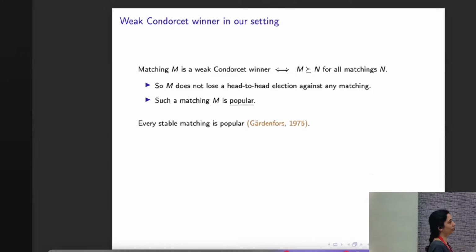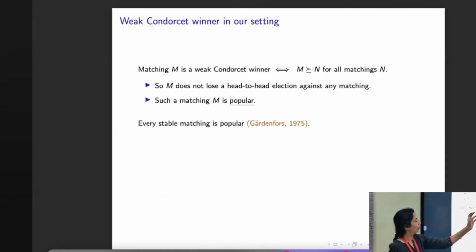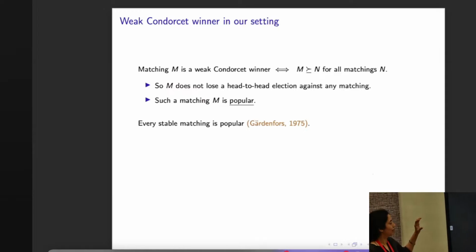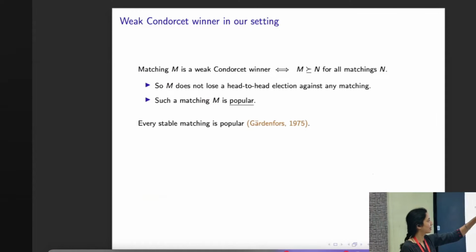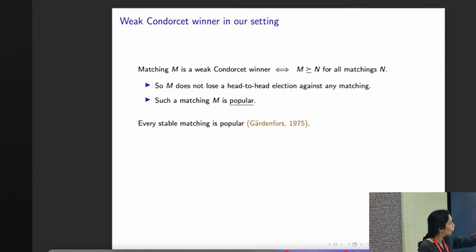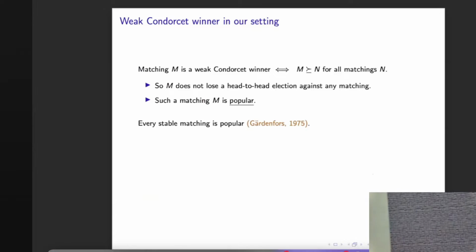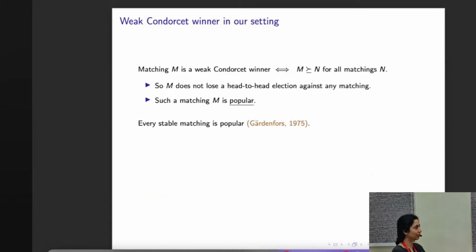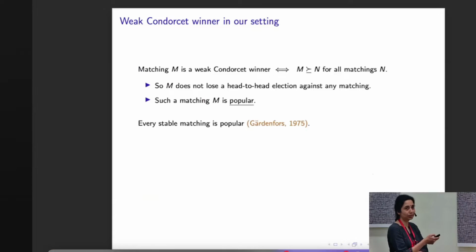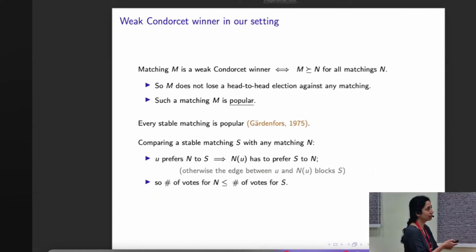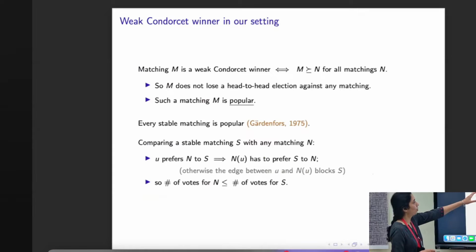Interestingly, in the world of matchings, where we have a bipartite graph and every vertex has a strict preference ranking over its neighbors, weak Condorcet winners always exist, because as Gardenfors noticed almost 50 years ago, every stable matching is popular, and as we know, stable matchings always exist. So this proof is just 2 lines. Why is every stable matching popular?